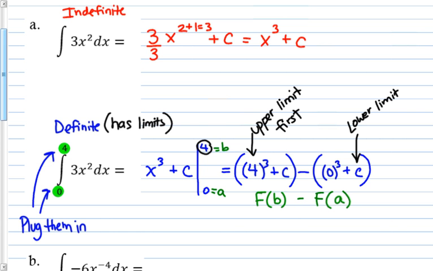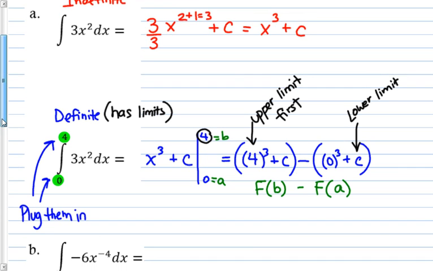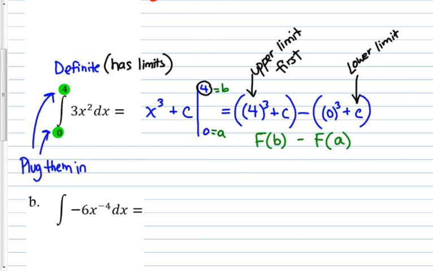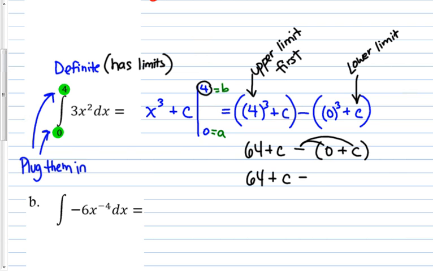Okay. So, if you do the math, I'm going to go ahead and get rid of this. If you do the math, 4 times 4 times 4, what's that? 64 plus c minus 0 plus c. Distribute the negative: 64 plus c minus 0 minus c. Oh, look what happened here. These c's cancel out. My answer is 64. Look at that.